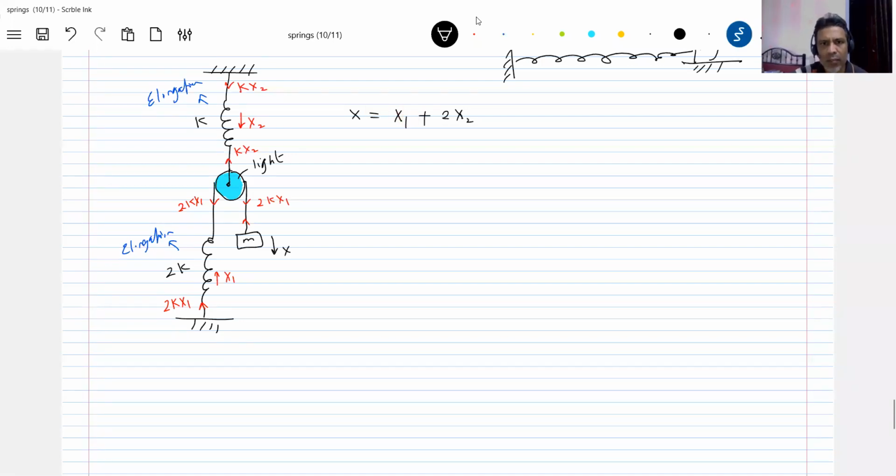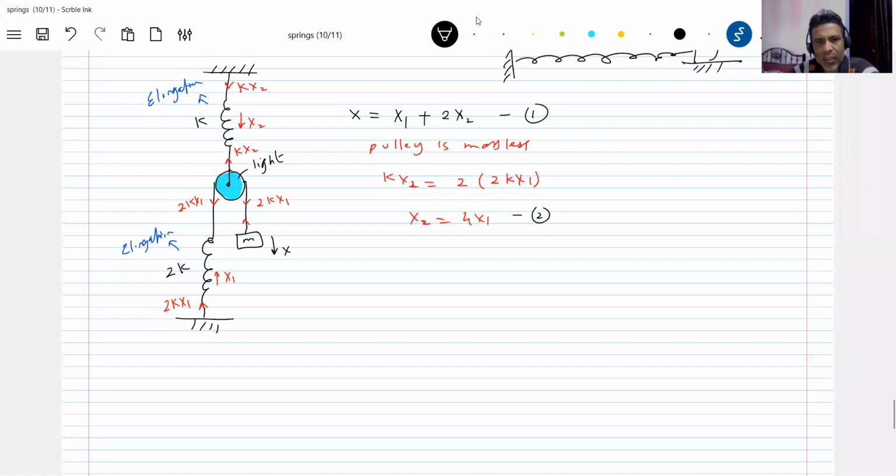Okay, now let me equate the forces. What is the net force on the pulley? The pulley is massless, so the net force should be equal to 0. Therefore kx2 should be equal to 2 into 2k x1. So what is x2 equal to? 4x1. There's a relationship between them. So that is equation 1 and this is equation 2.